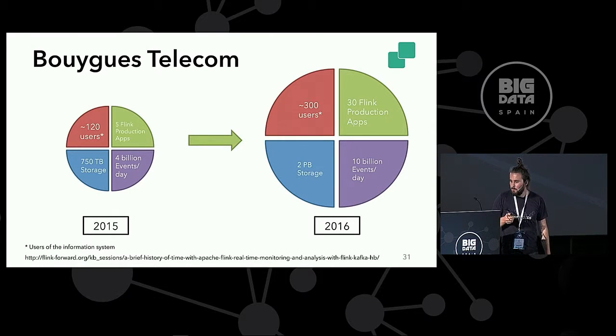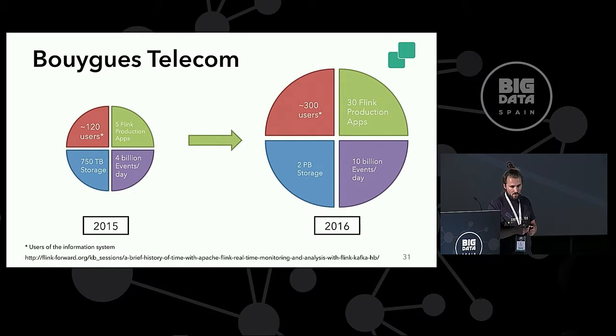And then the other use case is Bouygues Telecom. So this is a rather large French telecom. And in 2015, they had roughly 120 users. So these are internal users of their analysis platform that they built on Flink. They had 5 Flink production apps, 750 terabytes of storage, and 4 billion events per day.